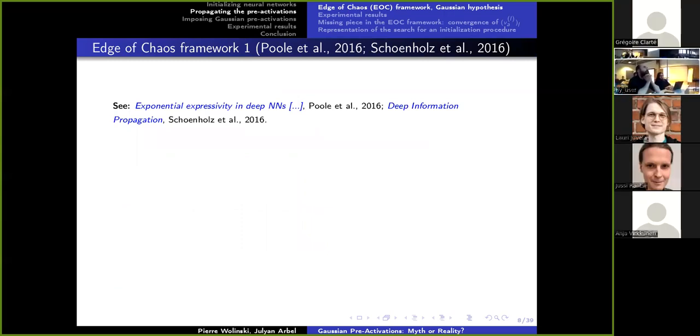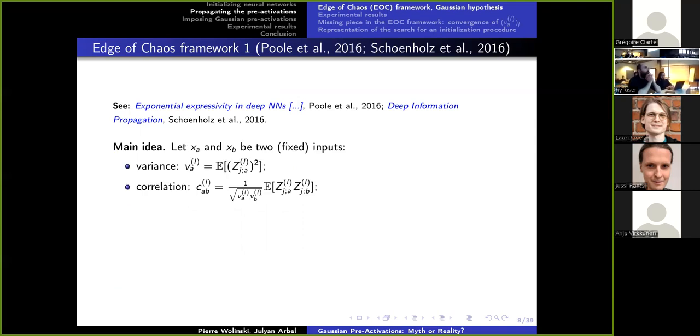So here, in this first part of this section, I will present the framework of the edge of chaos. The idea is a bit more sophisticated than in Glorot and He heuristics. So we are considering not one, but two quantities. First, the variance of the preactivations. In this framework, we are considering not one, but two fixed inputs, let's say XA and XB, and we are studying the preactivations when we are putting XA at the input and when we are putting XB at the input. So VA of L means the variance of the preactivations at layer L when XA is an input.